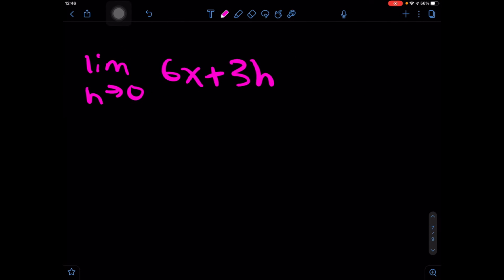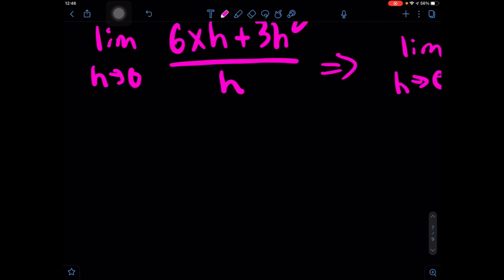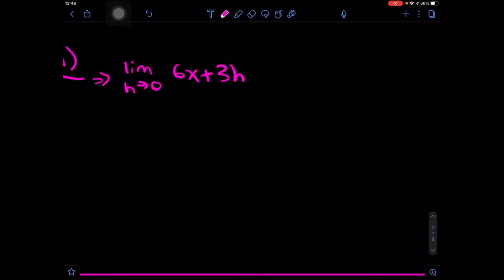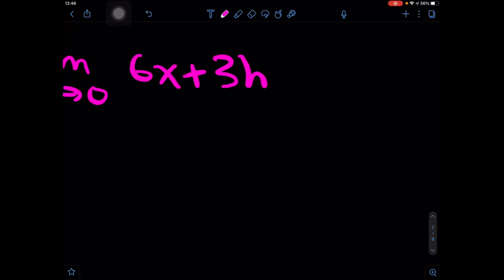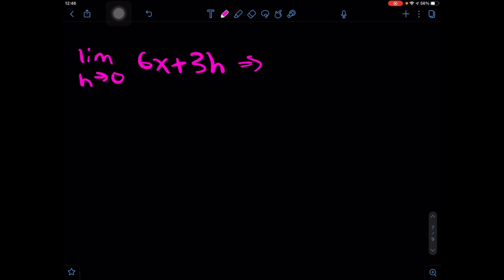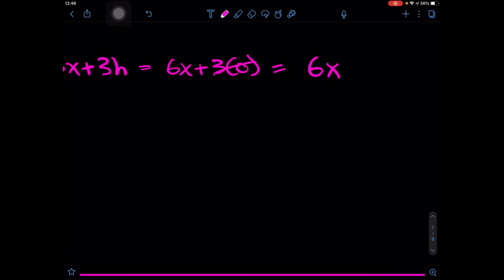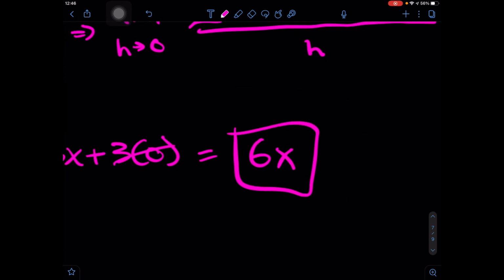Now at this point, we can just plug in 0 instead of h here. The reason we couldn't plug in 0 earlier was because we had this h in the bottom, so then we would have an undefined or indeterminate value. Here, since there's no h in the bottom because we canceled it out, we can just put 6x plus 3 times 0, which leaves us with 6x as our final answer. So after all this work, we get that the derivative of 3x squared is 6x.